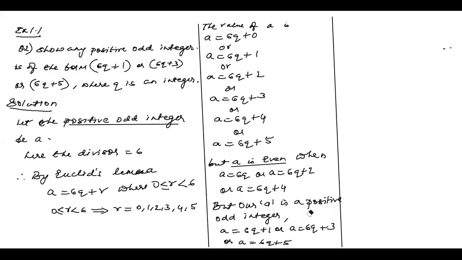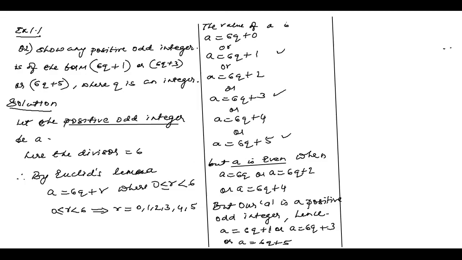Hence, A is 6q plus 1, or 6q plus 3 or 6q plus 5. And we wanted to show this only. Okay, we got it. I hope people have understood it. Okay, little difficult, children. You read it twice, thrice, you'll get it. And if you pay attention to the next sums, you'll definitely understand.